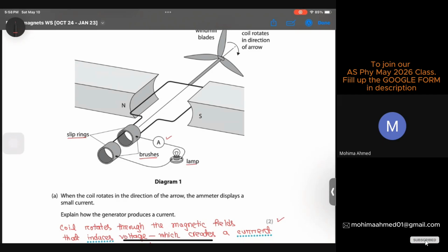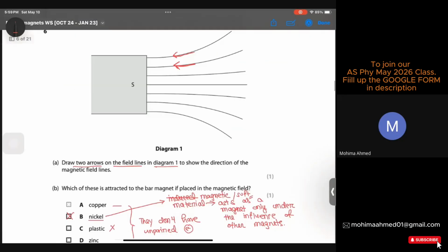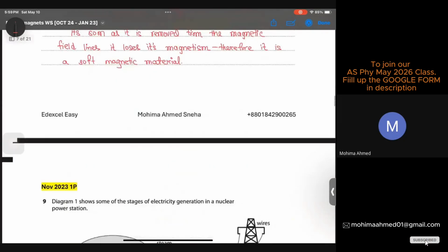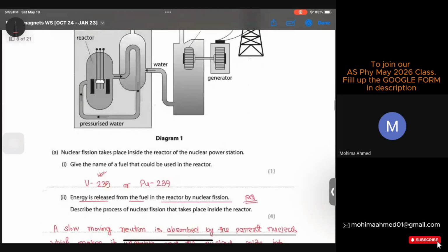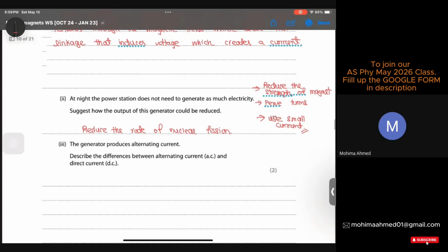A smaller current means that a smaller magnetic field will be present around the coil, and the smaller magnetic field will then interact with the magnetic field of your permanent magnet. Therefore, flux linkage decreases, and obviously the current flow also decreases, right? But as we are working with nuclear reactions in this question, I'm not going to write about that current. I'm going to directly write reduce the rate of nuclear fission, and that will indirectly reduce the entire current output or electricity generation.